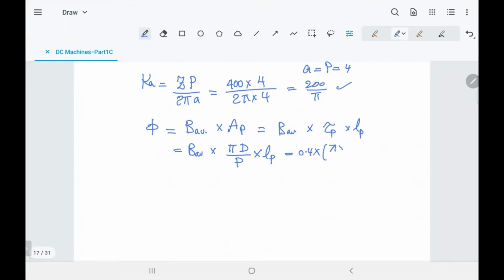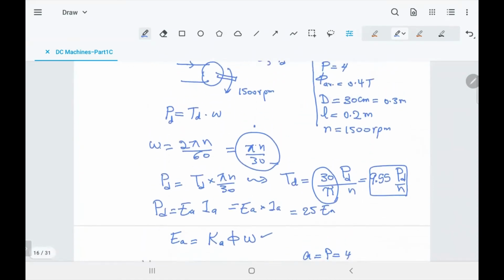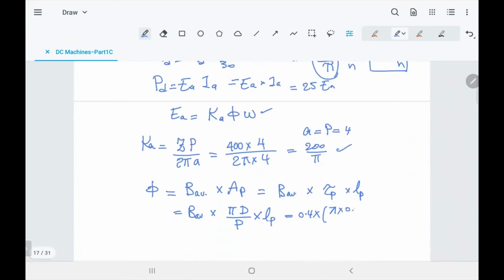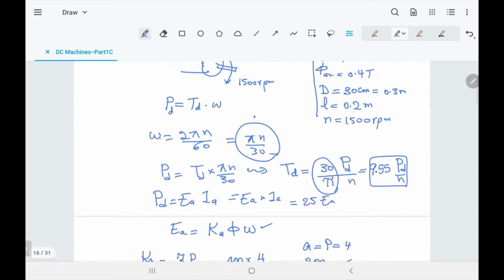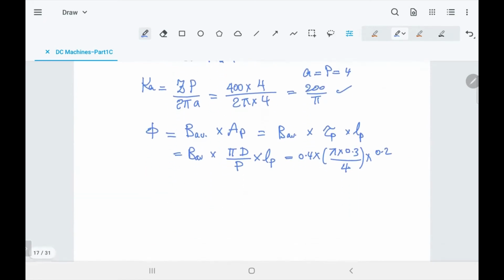Pi times D, the diameter was given as 0.3 meter, divided by the number of poles, 4. The length of one pole pitch is equal to 0.2 meter. So I got the flux. If you calculate it, you'll find it's equal to 0.0188 Weber.